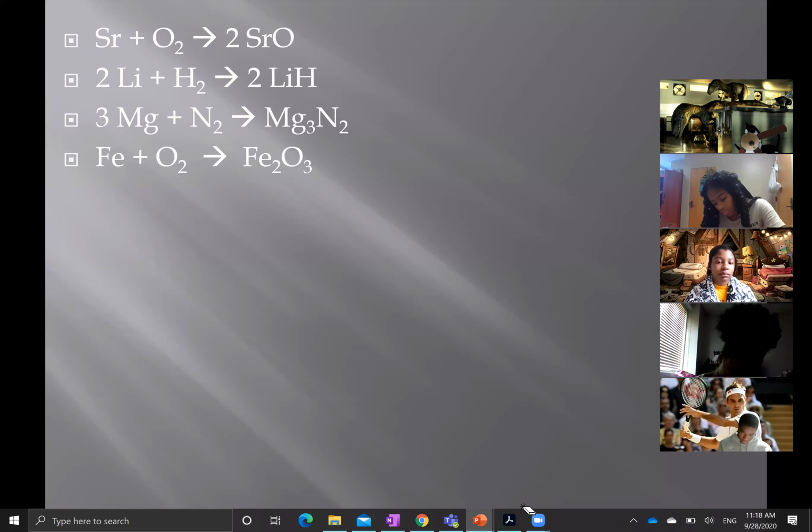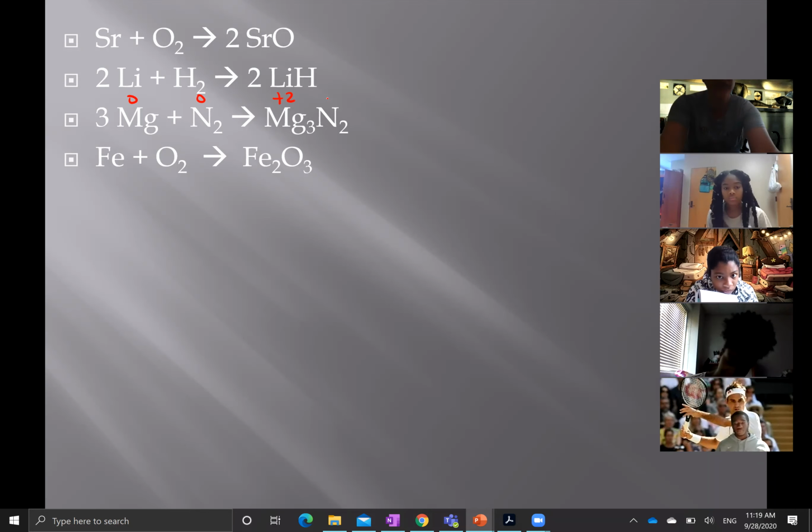Yep. Oxidation states. It's just so simple, right? It's the same. So magnesium is a 0, nitrogen is a 0. What's the oxidation states on the right? Magnesium has a +2 and nitrogen has a -2. Oh, no, it's -1. No, ma'am. So goes back to reading the periodic table.